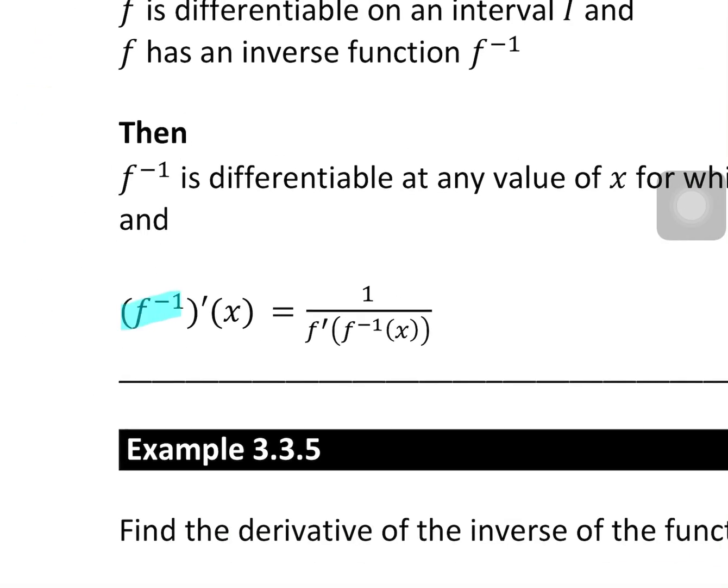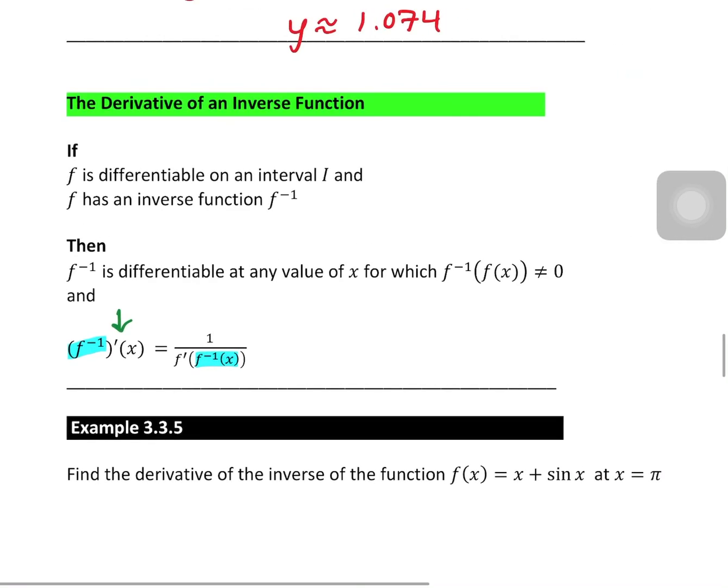To find the derivative of the inverse, f inverse prime, that's how I write it. I put parentheses around f inverse. I use the prime notation: f inverse prime of x is 1 over f prime of f inverse of x. Okay, so I want to point out why this formula works.